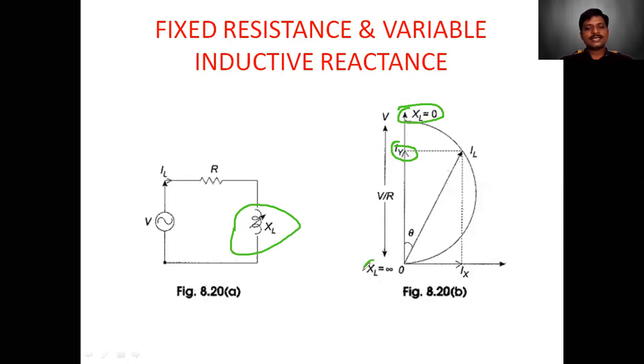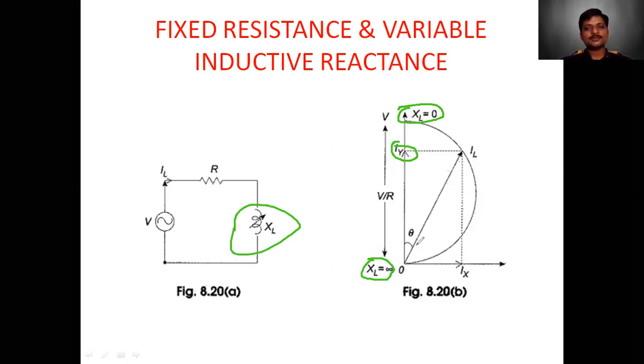When XL equals infinity, which means maximum reactance, or a very small value of resistance compared to the reactance, the current will be lagging behind voltage by 90 degrees, which means we take it as a pure inductance. So when you take a pure inductance, voltage leads current by 90 degrees, or current lags behind voltage by 90 degrees. So that is how this locus varies.